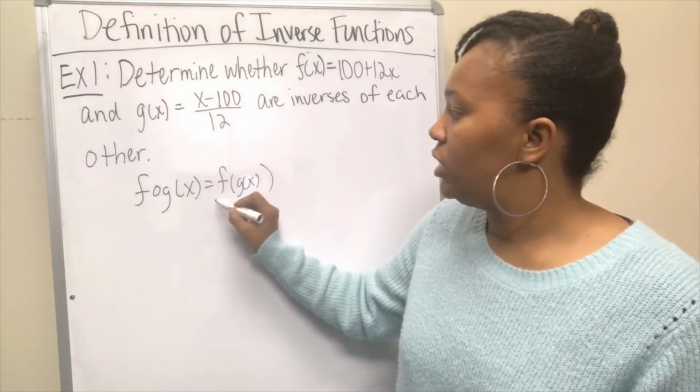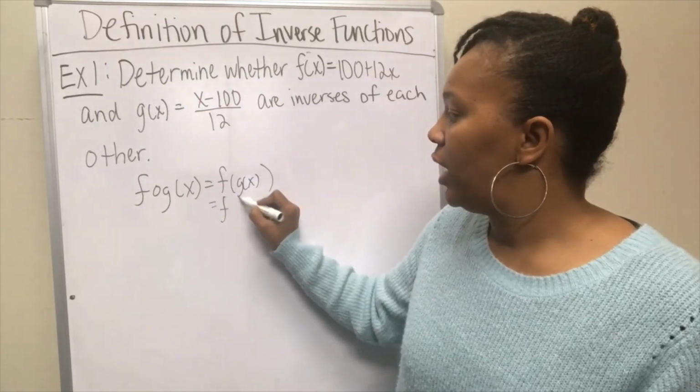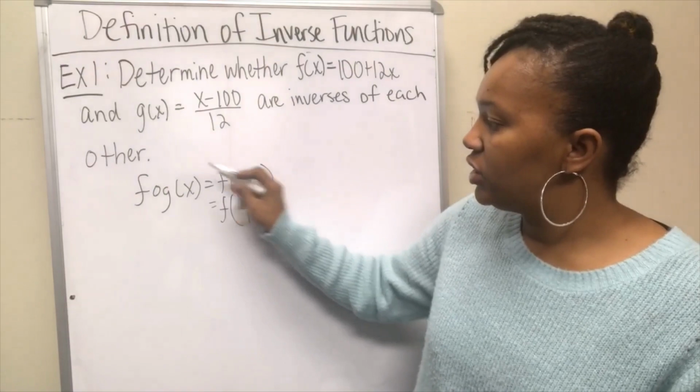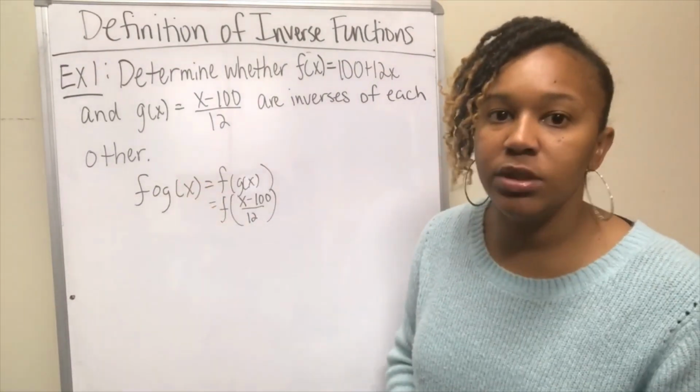Well, what is g? g is (x minus 100) over 12. So we're plugging g into f. That's what function composition means.